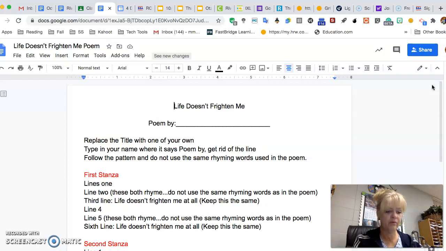And probably virtually it might take you a little bit longer because you have to go through and read the directions. So it might take you a little bit longer than that.